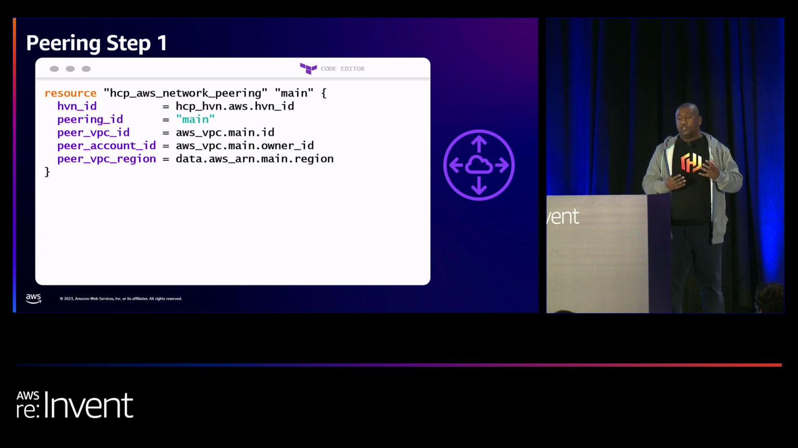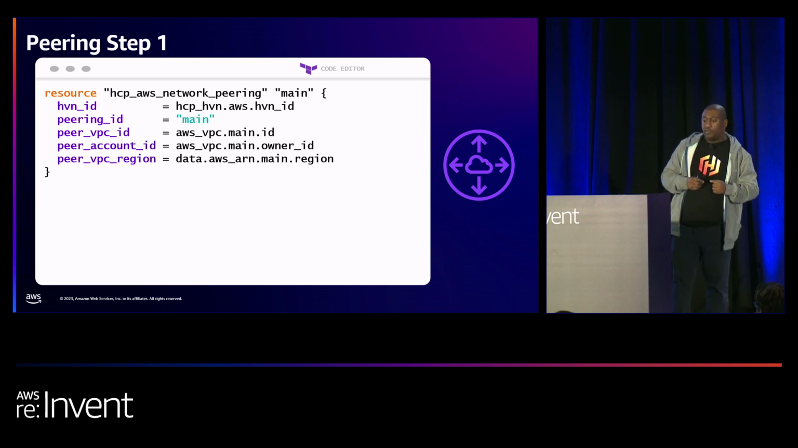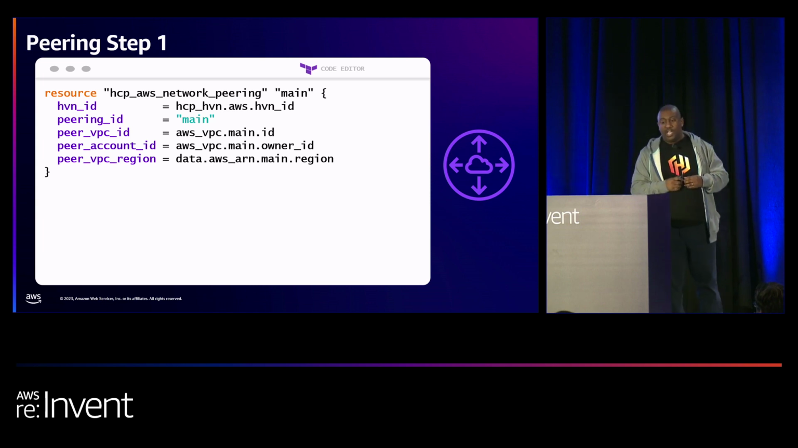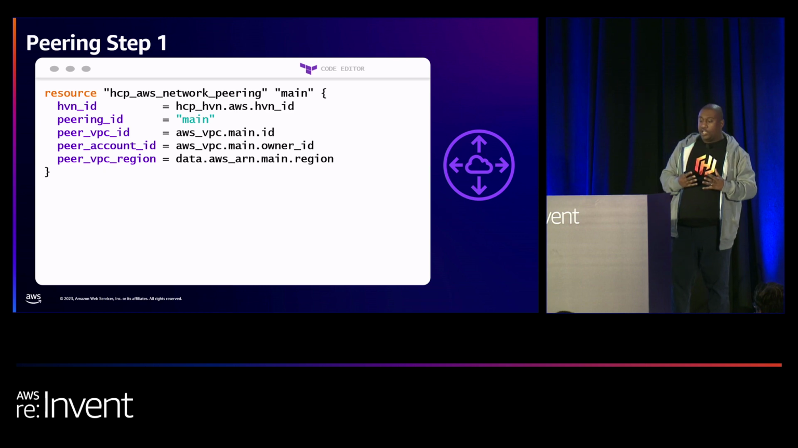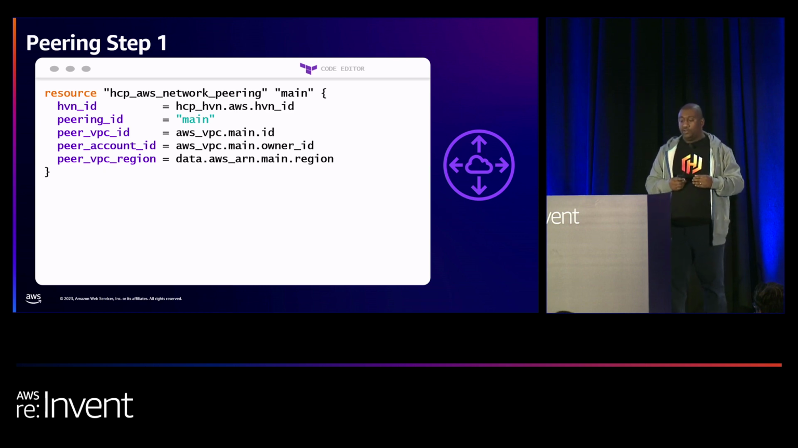This is where we start to do the peering, right? So peering happens from two sides. It's a three-step process. The first thing we want to do is initiate this peering connection. We have a resource in the HCP Terraform provider which facilitates this. We just need to give it a few pieces of information. We need to give it the ID of the HVN that we've created, and as you can see on the screen, we're using interpolation from the previous resources that we have created.